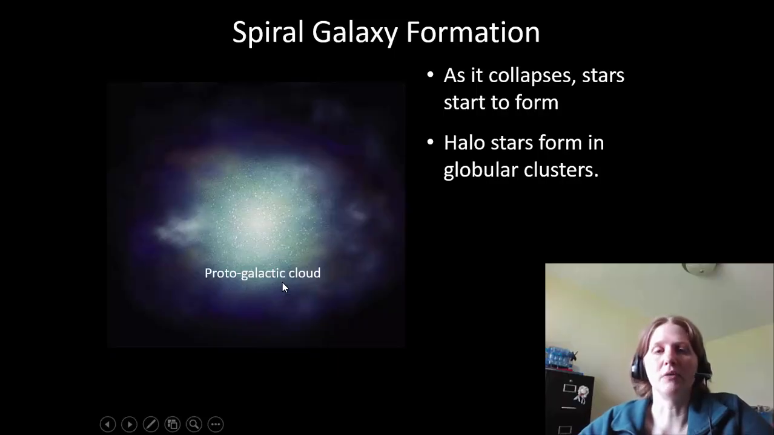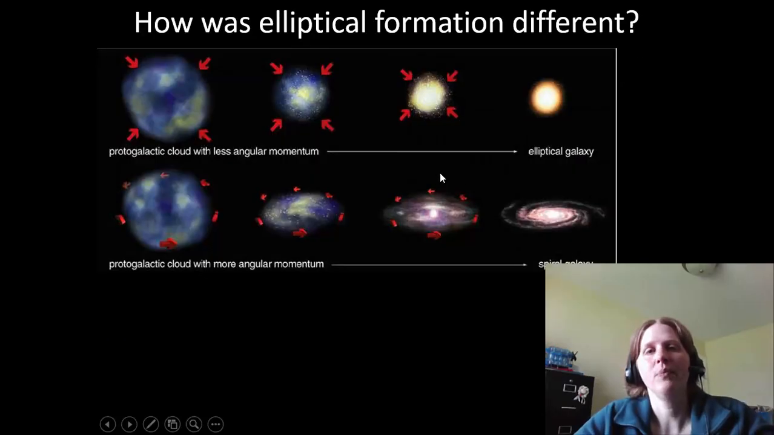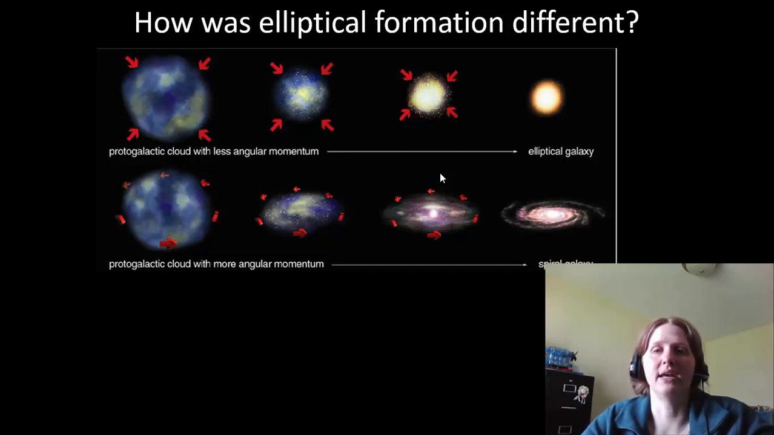And once the stars form, they're going to be stuck on their orbits, and the gas will continue to collapse. So here's your globular clusters. And then your gas collapses down into a disk. It's going to heat up and spin faster. At some point, you can start forming stars in the disk, and then those stars are going to have organized orbits. What about an elliptical galaxy? We think there's two ways that you can end up with an elliptical galaxy rather than a spiral galaxy. So what if your protogalactic nebula didn't have any rotation at all?